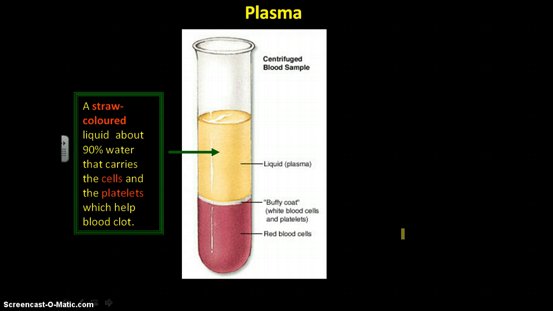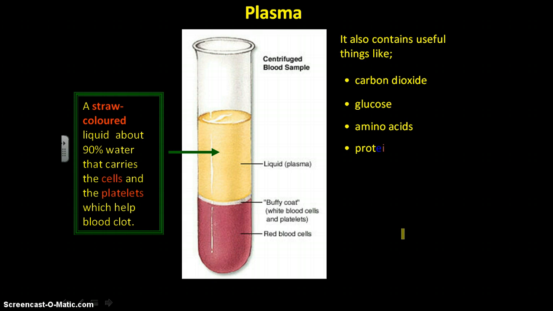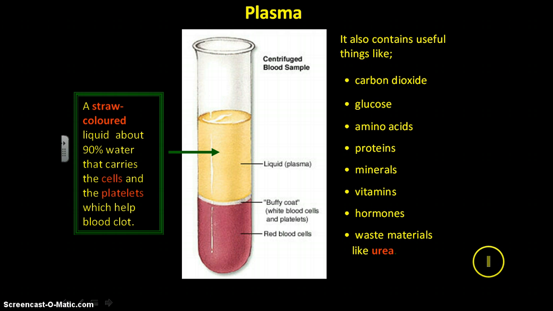Plasma is a straw-colored liquid, about 90% water, that carries the cells and the platelets which help blood clot. It also contains useful things like carbon dioxide, glucose, amino acids, proteins, minerals, vitamins, hormones, and waste materials, like I said, urea. Now, the picture shows a sample of blood that they've actually taken and centrifuged. So what that means is they've put it in this machine that speeds it up at an extremely high force. And what that does is it separates the blood out by its components.